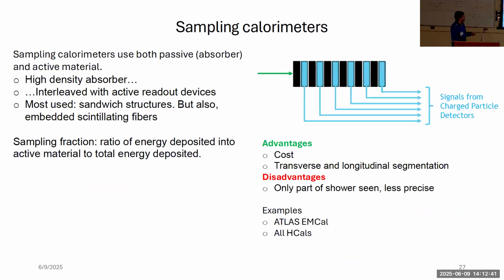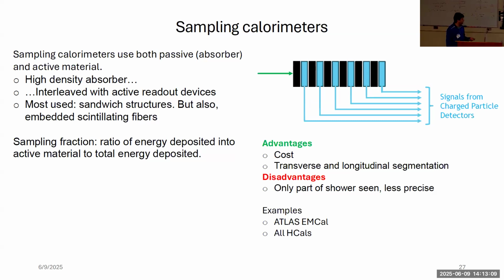Okay, so what about sampling calorimeters? So as I said, they use both passive material, which is the absorber material, and the active material. So the idea here is you interleave some high density absorber with some active readout devices. So most used are what we call sandwich structures, but you also can have embedded scintillating fibers.